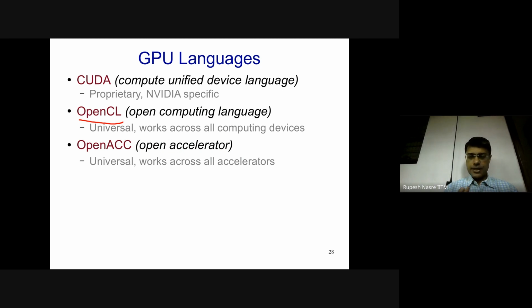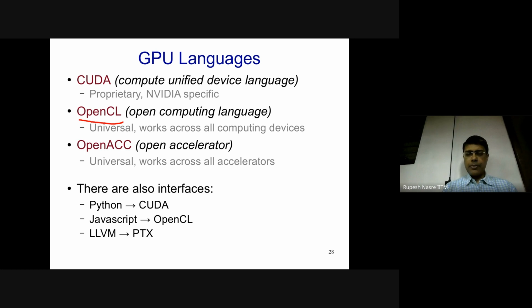Then there is OpenACC, which is similar to OpenMP. Those of you who have done parallel programming on CPU know these are called pragma-based languages, right? So hash pragma omp parallel for. In a similar manner, we have this OpenACC, which is pragma-based. It's also supposed to work across various accelerators, which means that if you have an NVIDIA GPU or FPGA or Intel GPU, then it is supposed to work across these.